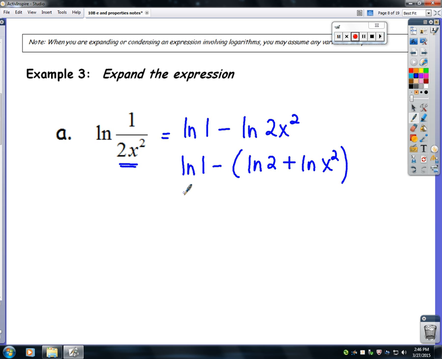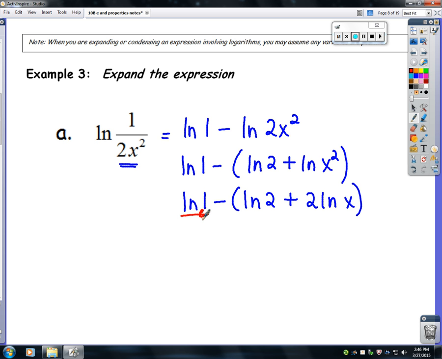All right, so I got natural log of 1 minus natural log of 2. Exponent becomes multiplication, so I'm going to get 2 natural log of x. All right, let's clean it up as much as I can. Watch out for this, because this is one that you've got to know to simplify. Remember, that implied base there is e.